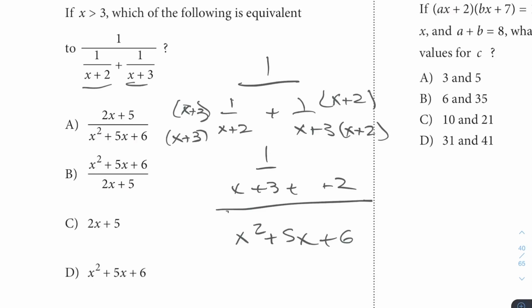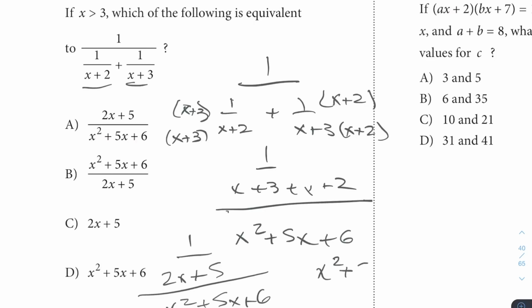Yeah, so then we can add these up. We'll get 1 all over 2x plus 5 all over x squared plus 5x plus 6. And since there's a 1, to eliminate the 1, we just flip the whole fraction, which gets rid of the 1. So it'll equal x squared plus 5x plus 6 all over 2x plus 5. And that's B.